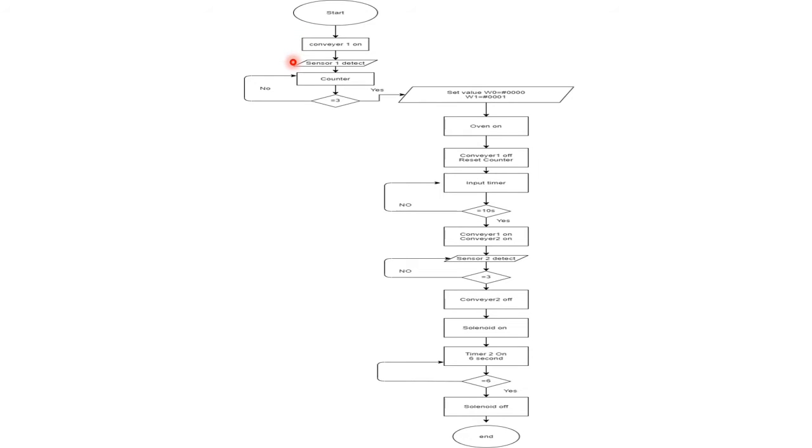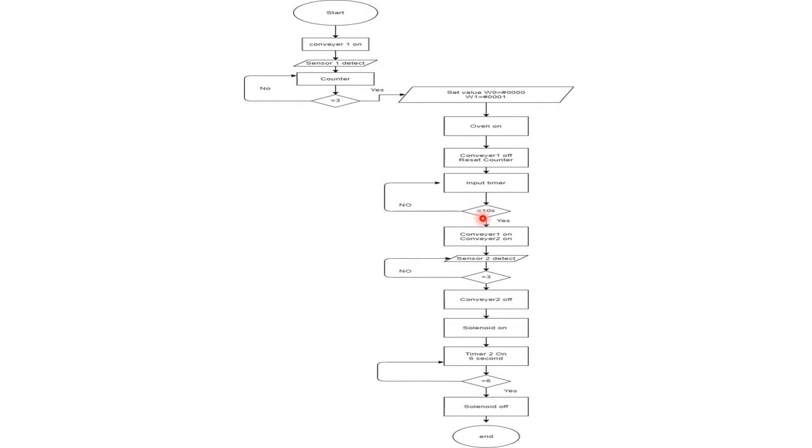After that, sensor 1 will detect how many cakes passed and send the signal to the counter, which is the 3 cakes. After the sensor detects the 3 cakes, that will set the value for W0 #0000 and W1 #0001, and the oven will turn on. When the oven turns on, the conveyor 1 will be off and the counter will reset, and the input timer will start to count for 10 seconds.